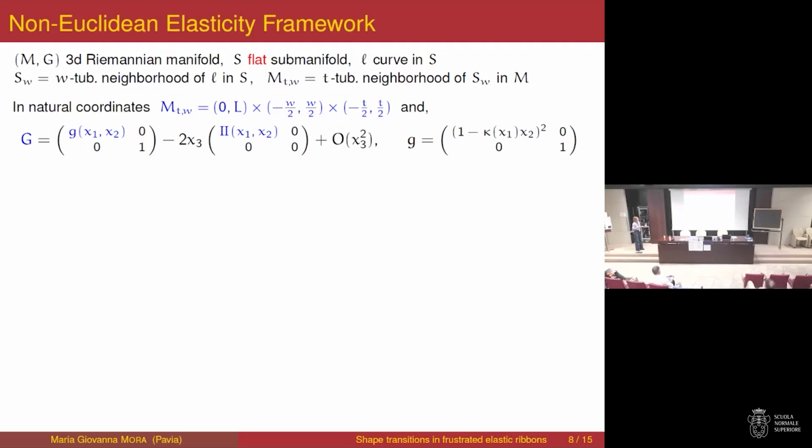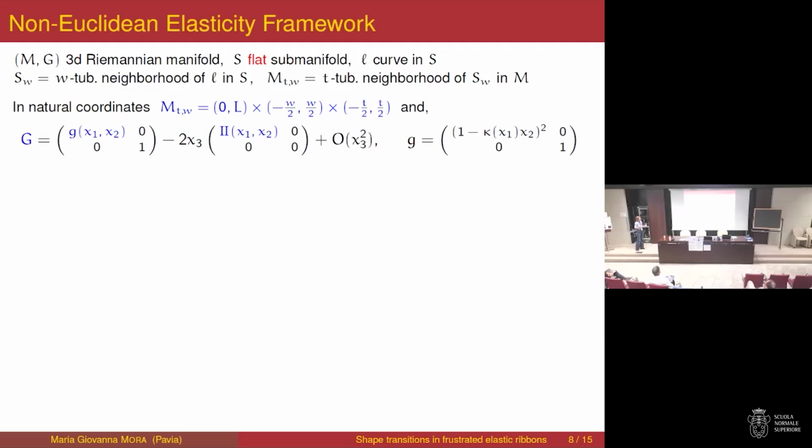Starting from the curve, we build a tubular neighborhood inside the manifold of width W, and this is going to be the mid-surface of the ribbon. Then starting from the mid-surface, we construct a tubular neighborhood inside M of thickness T. And this is the ribbon. Now what we can show is that in natural coordinates, which are basically the arc length along the curve and the normal directions, the ribbon can be identified with this set.